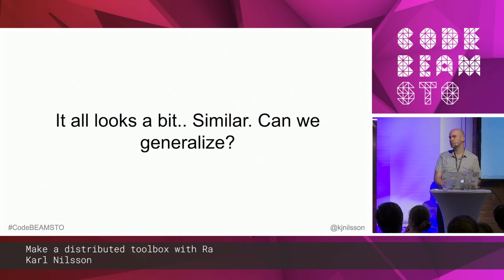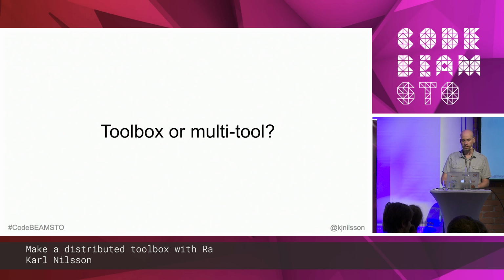Most of the tools, maybe not task queues, but most of the tools are like key value stores. So the programmer in you would go, well, can we abstract? Can we generalize? Can we just have one tool? And it comes down to a choice ultimately. Do you want a toolbox or a multi-tool?